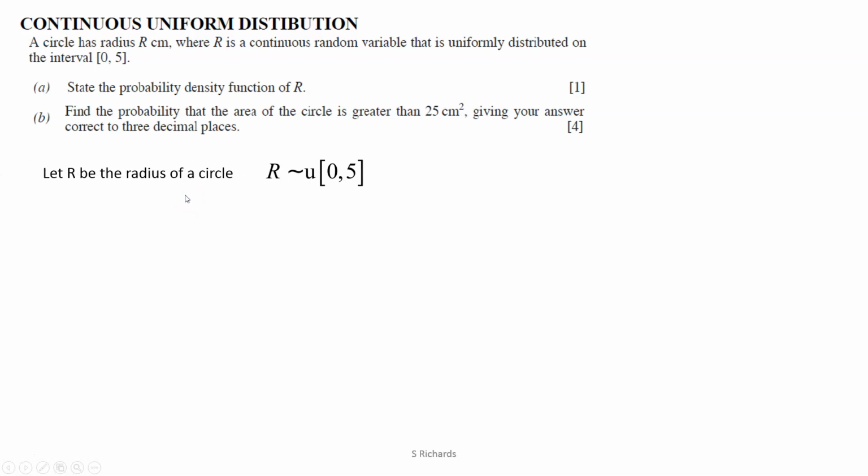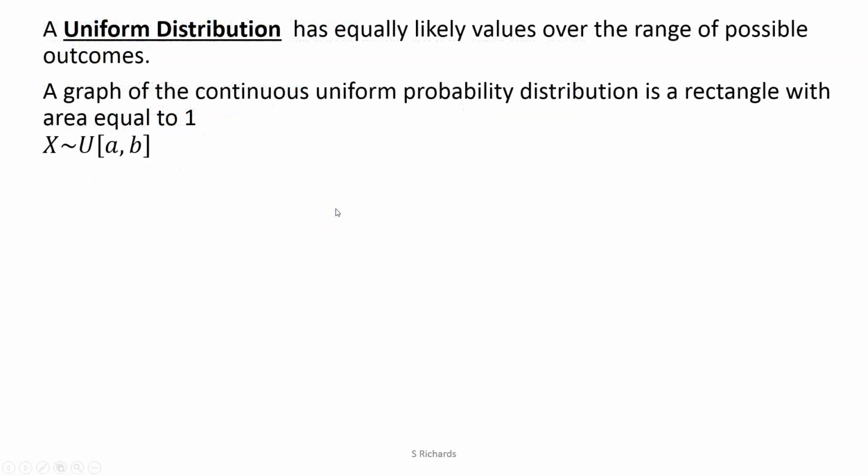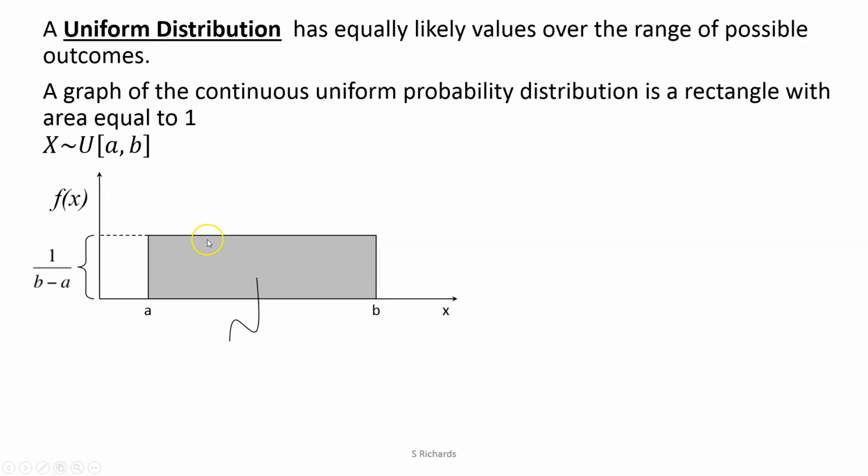If r is the radius of the circle on the interval of 0 to 5, consider an interval of a to b which is uniformly distributed. This would mean that there is an equal probability of any of the events happening between a and b. So therefore, the total area underneath the graph of this function would be 1. This is a feature of all probability functions. The length, a to b, is b minus a, and therefore for the area to be 1, the height of the graph must be 1 over b minus a.